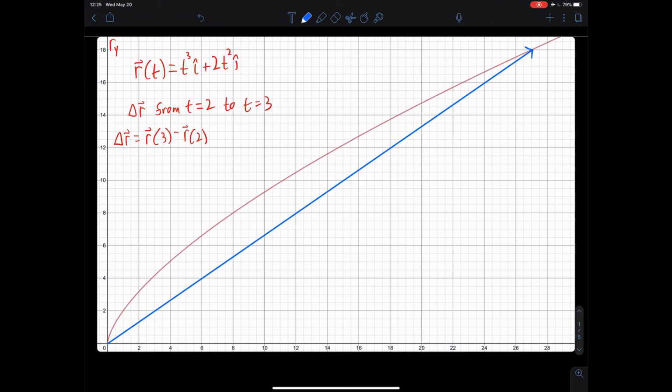And then R of 2, I believe, was at 8, 8. So let's go to 8, 8. So right there is our position vector. And we want to subtract. We want R3 minus R2.